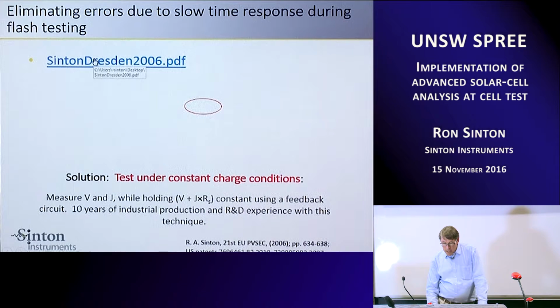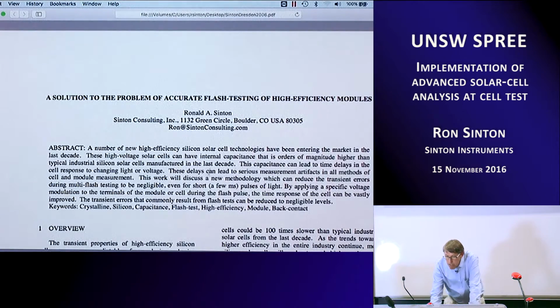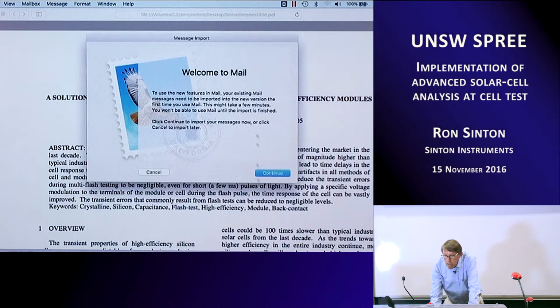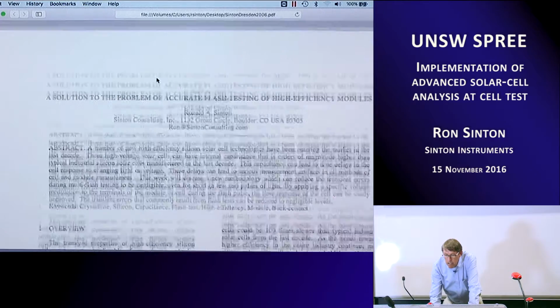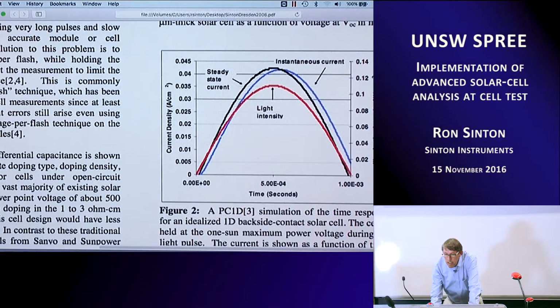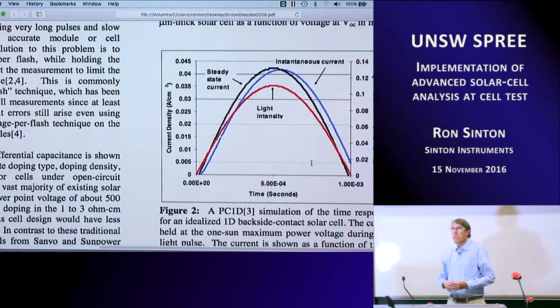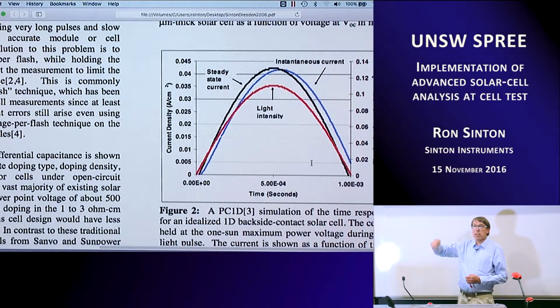And I didn't have a PowerPoint, but I have a PDF of a paper. So I'll just show a few extra slides here to illustrate this. If you see the current density on the left axis and the illumination intensity on the right axis, the red plot is the light intensity versus time. If you had a 1 millisecond half sine wave, this would be a very fast flash.